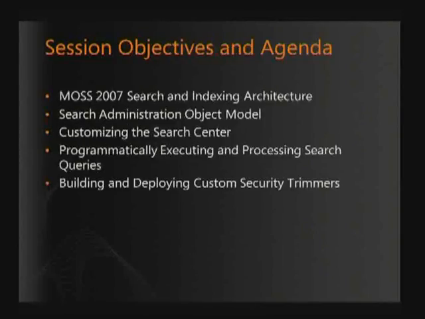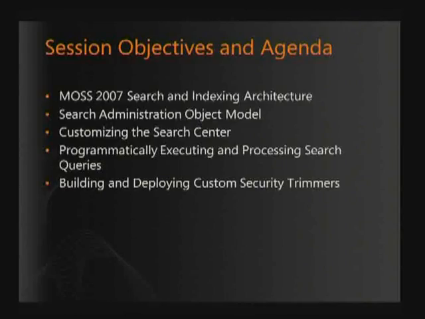So the first thing that I'm going to talk about is a quick intro to the search and indexing architecture, so that you have an understanding of what the components are and how everything is organized internally. Then we'll have a look at the search administration object model, which is a very new object model within MOSS that allows you to do what administrators do within the shared services provider administration side. So the things that they do there, you can programmatically do also. I'll show you some examples. I'll also use PowerShell to show you how you can create commandlets to automate certain tasks.